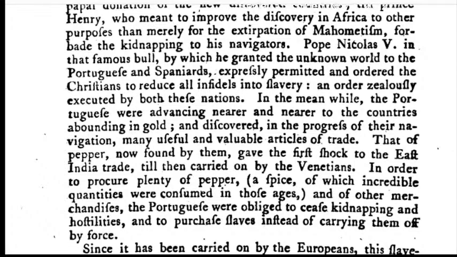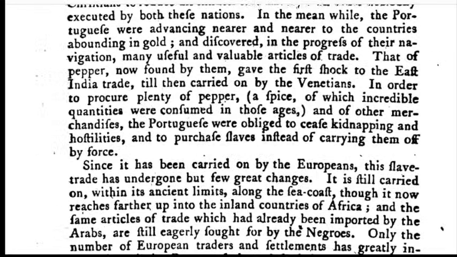merely that. So in the meanwhile, the Portuguese were advancing nearer and nearer to the countries abounding in gold and discovered in their progress of the navigation many useful and valuable articles of trade. That of pepper, now found by them, gave the first shock to the East Indian trade, till then carried on by the Venetians. In order to procure plenty of pepper, I'm going to skip down.